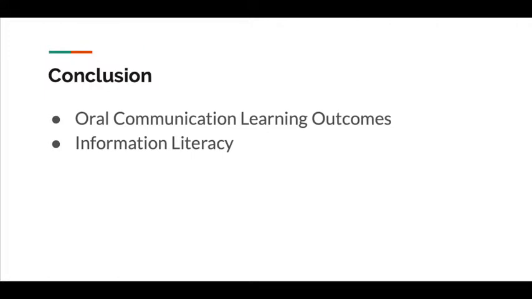So in conclusion, the two general education competencies I talked about were oral communication learning outcomes and information literacy, and I showed how I used them in my classes. And oral communication, again, is the ability to comprehend and speak in standard English with precision and clarity. And information literacy is the ability to identify, retrieve, evaluate, organize, cite properly, and use a wide range of resources.